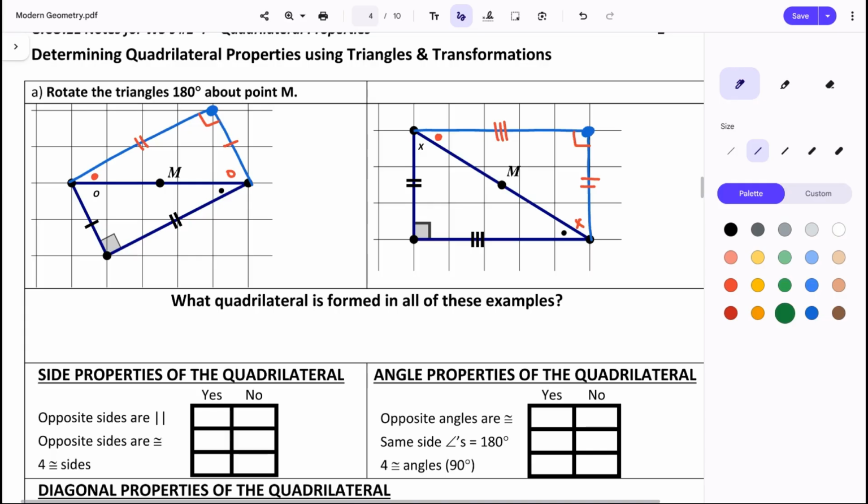Okay, as you're finishing up yours, double check, make sure that they match. And again, make sure you have all the things marked. What shape did you guys just create there? Good, a rectangle.